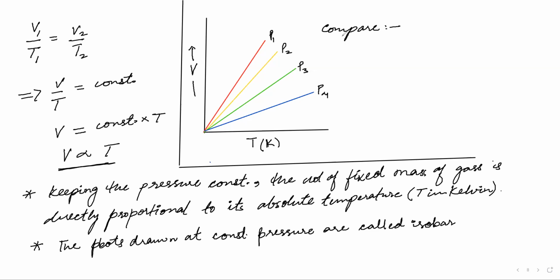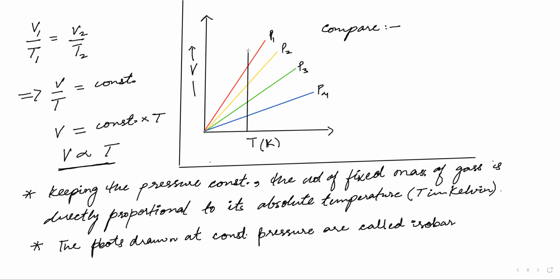Are you sure? Yes, sir. No, P is 1 by V. Sir, you're asking which pressure is highest, or temperature? Arey bhai, pressure. Temperature is always changing, na? We have an axis on temperature, so it will be always changing. I'm talking about these graphs, P4 is the highest pressure and P1 is the lowest. And please do this by this method only, okay? Don't try your own logic.